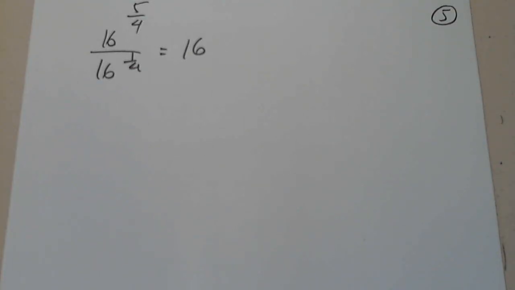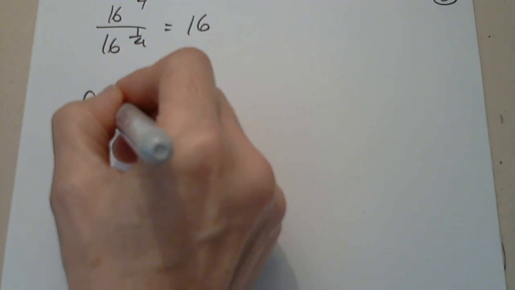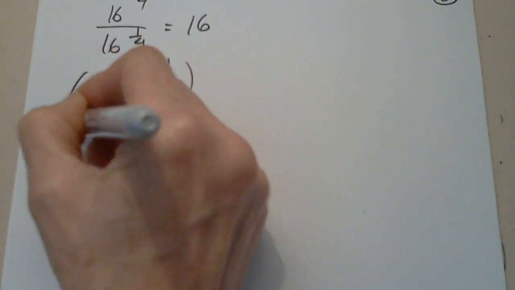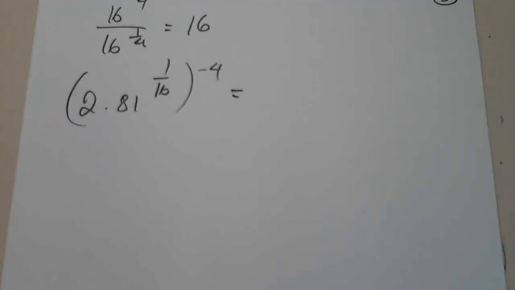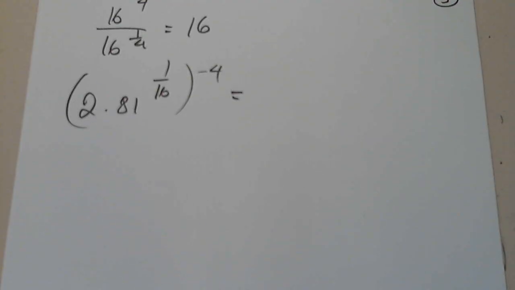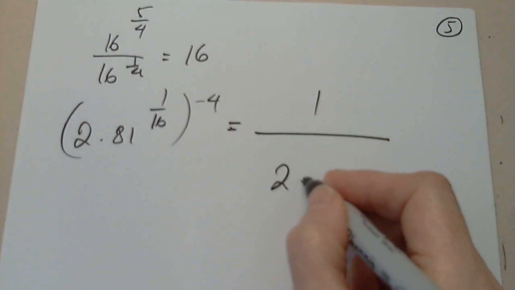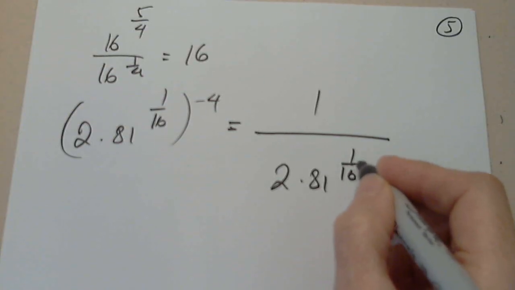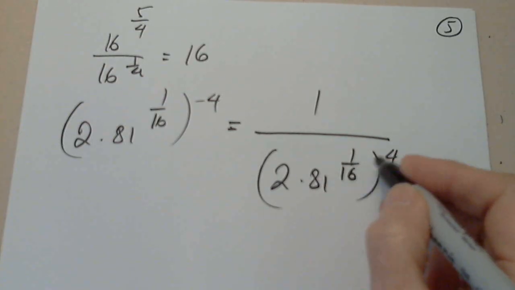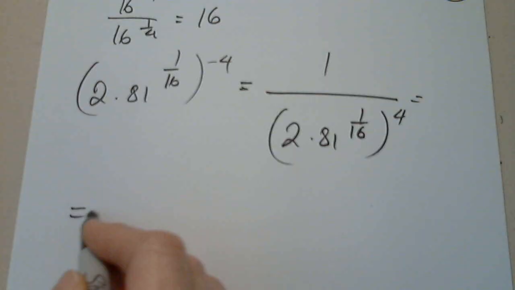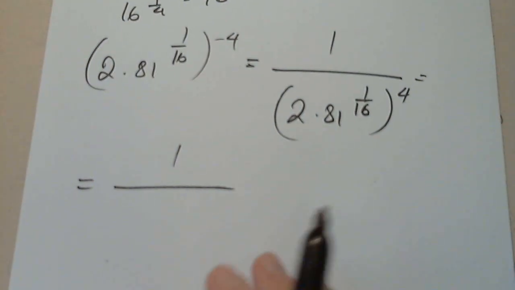Good. Here I have to think. Here there is a little bit more work. So 2 times 81 to 1 over 16, and everything to -4. As I mentioned a long time ago, first deal with the negative exponent. 2 times 81 to 1 over 16, and everything to the 4th power. So it's 1 over 2 to the 4th. We know it's 16.